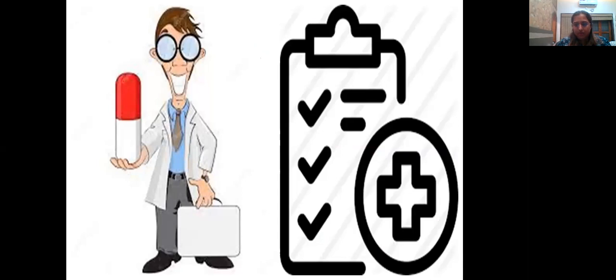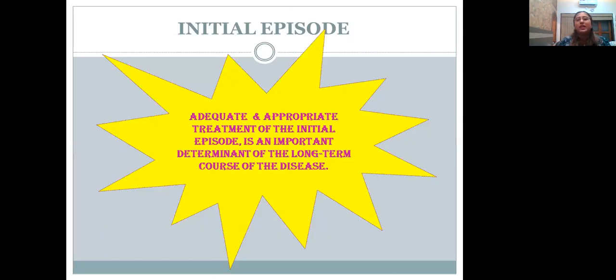So now coming to the treatment, because treatment is very important here. And also in case of MCNS, treatment can give good prognosis as well. So in case of initial episode, this is a very important line, and we have to remember this throughout, that adequate and appropriate treatment of the initial episode is an important determinant of the long-term course of the disease. It determines whether the child is going to relapse or not, and how sensitive the child is going to be to the treatment.